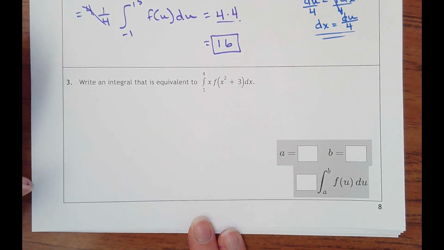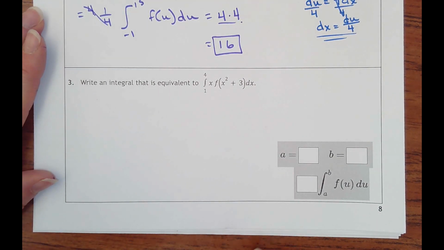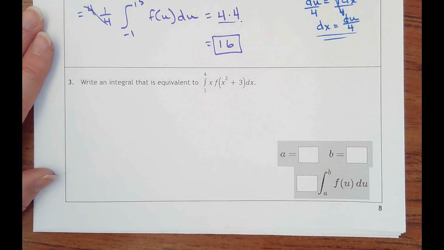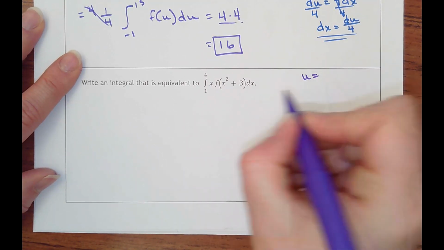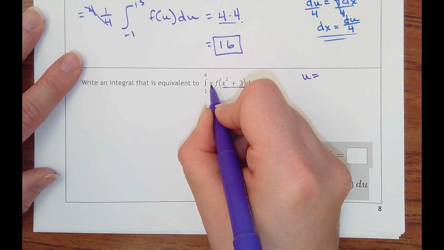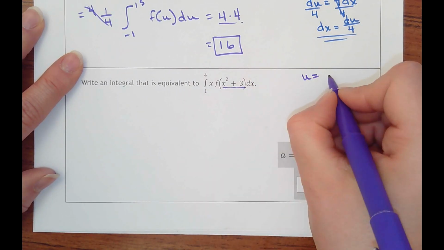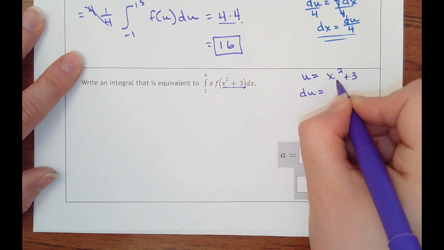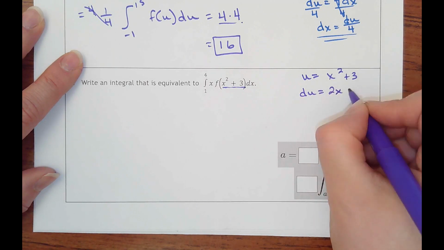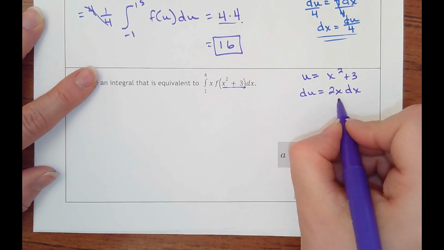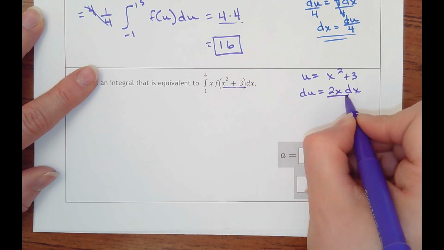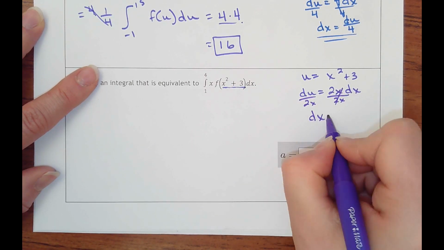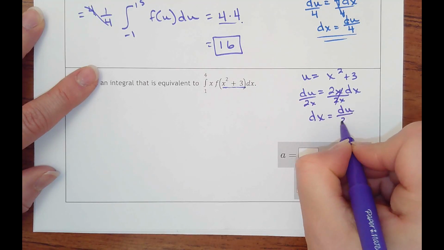Number 3, write an integral that is equivalent to the integral from 1 to 4 of x times f of x squared plus 3 dx. So we're going to do another u substitution. U is going to be just the inner part. I won't worry about the x right now, but you'll see that it cancels out. We've got x squared plus 3. Taking the derivative of that would become 2x. But then I'm going to have dx. The constant goes away. I want dx solved for, so I'm going to divide by 2x. So dx equals du over 2x.